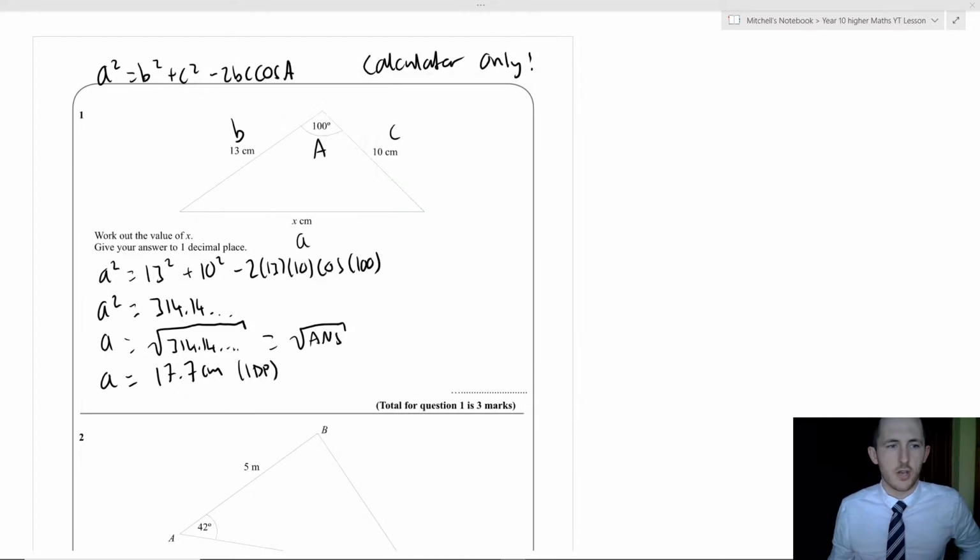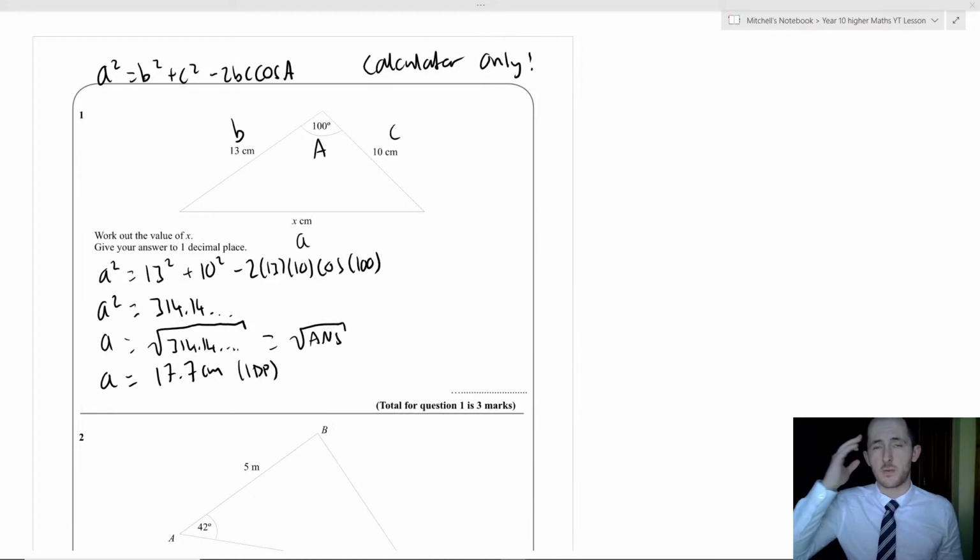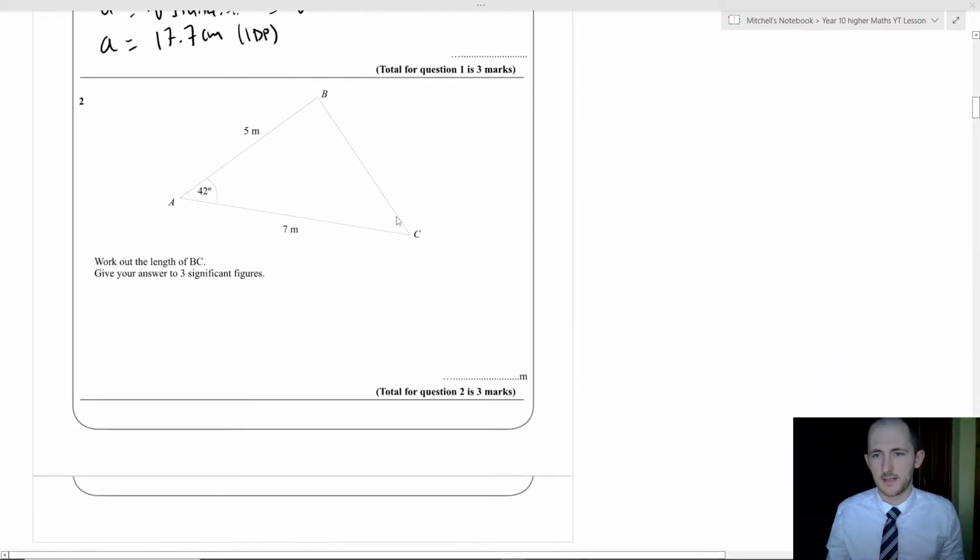Okay, so it's a useful thing to have for iteration as well, which tends to come up towards the end of paper 3 normally and paper 2. But anyway, that's another topic for another time. So let's get on to question 2 and see if we can have a look.